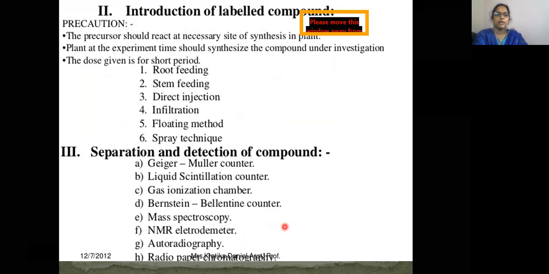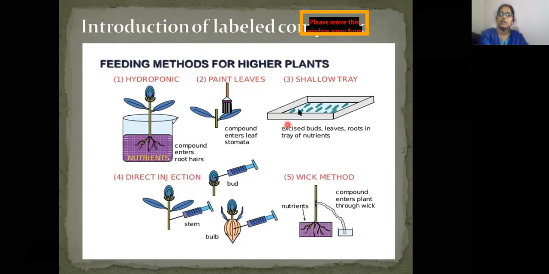So next is the floating method. Here you can see the shallow tray method, which is nothing but the floating method. Here we have to take the excised buds, leaves, roots, or small discs of the leaves, so that we can place them on the solution containing radio labeled compounds. We allow the discs to float on the solution containing radio labeled compounds. Okay, that is one more method.